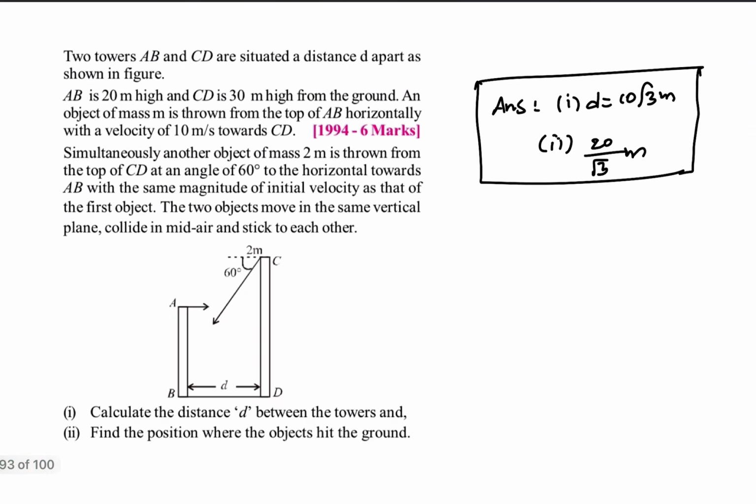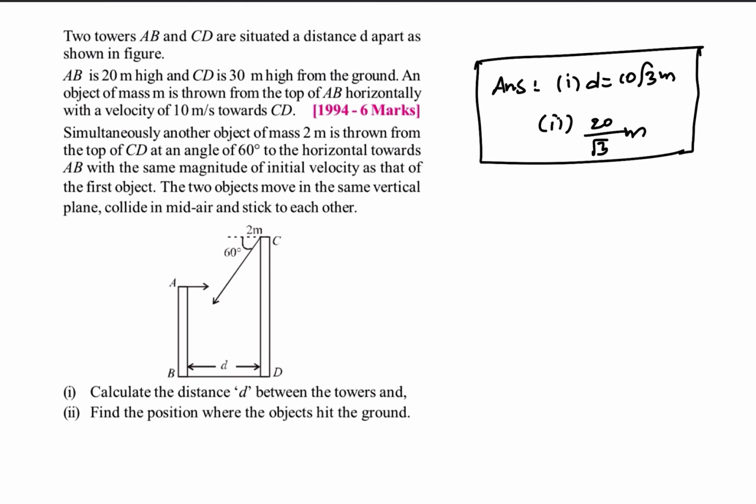Okay. Next question. So here two towers AB and CD are situated a distance D apart, as shown in the figure.